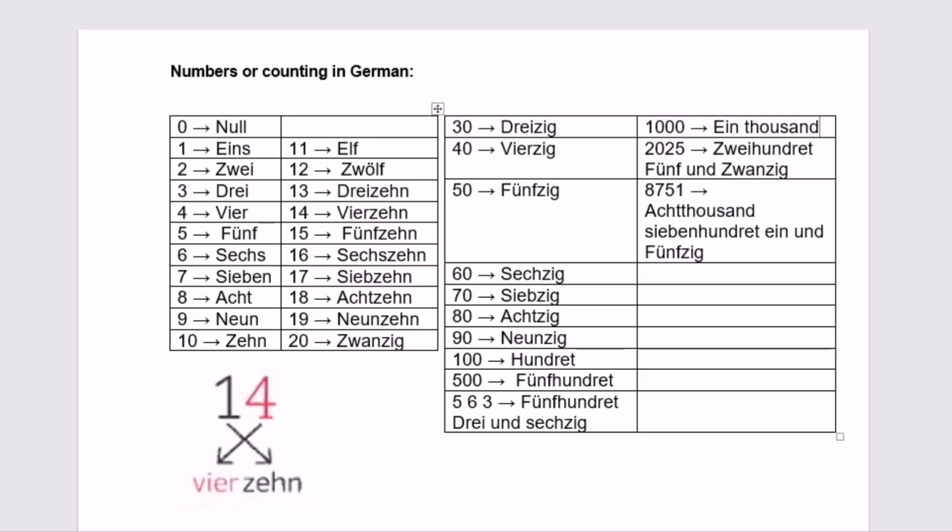After that we have 8,751. So 8 here is 8,000, then 700, 8,700, and here 51. 8,751. As you can see, I also pronounced all the alphabets in these numbers, and this is all our today's lecture. So that's for today, and see you in the second lecture.